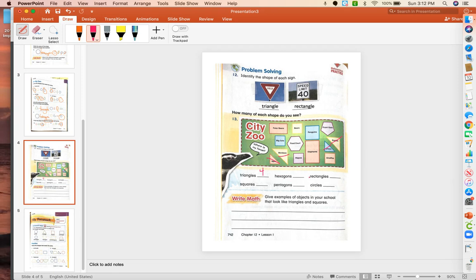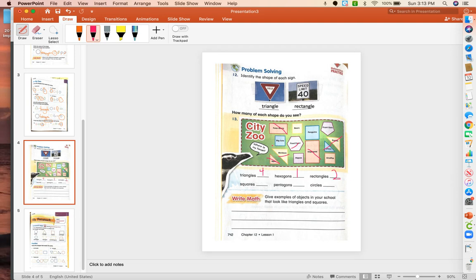Remember, a hexagon has 6 sides. So which of these city zoo houses or city zoo places is a hexagon? 6 sides. This one has 1, 2, 3, 4 sides. 1, 2, 3, 4, 5, 6. Oop, there's 1. So there is the hexagon. How many rectangles are there? There's 1 rectangle, 2 rectangles. Those look like squares to me, so we're going to say 2 rectangles.